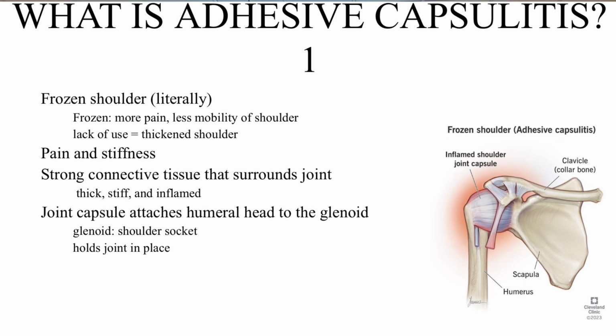And just to review some anatomy, the joint capsule attaches the humeral head to the glenoid. So right here, the glenoid is covered by that connective tissue, but behind it is the glenoid cavity. And it holds the joint in place.